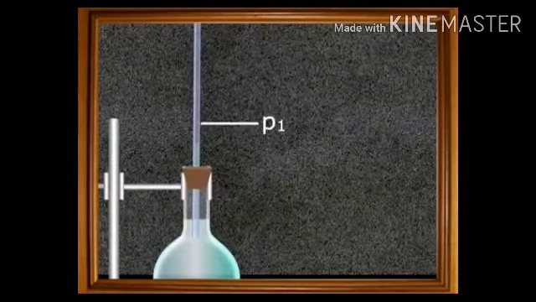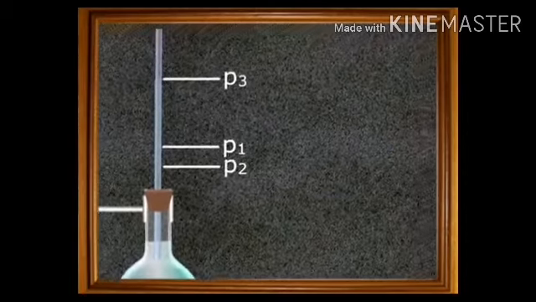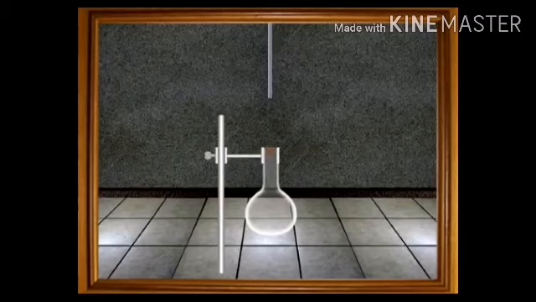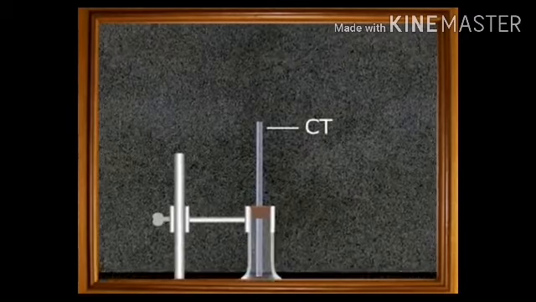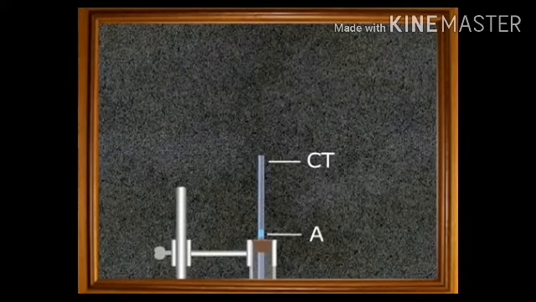Now heat the round-bottomed flask for a few minutes. You will observe that initially, the water level decreases, say P2, and on further heating, the water level increases, say P3. This shows that liquid expands on heating. Next, to show the thermal expansion of a gas, we need a long capillary tube CT as shown and trap a few drops of colored water A in between the capillary tube.